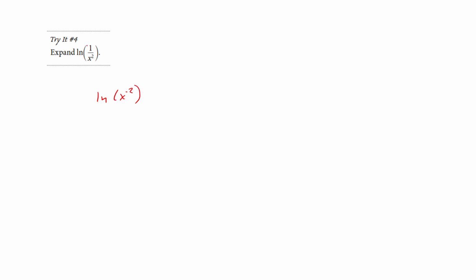Now here's another one they're trying to be a little tricky with. I'm going to think of this as x to the negative second. Isn't that the same thing? The exponent switches signs if I move it across the fraction bar, which allows me then to make it negative 2 ln of x.